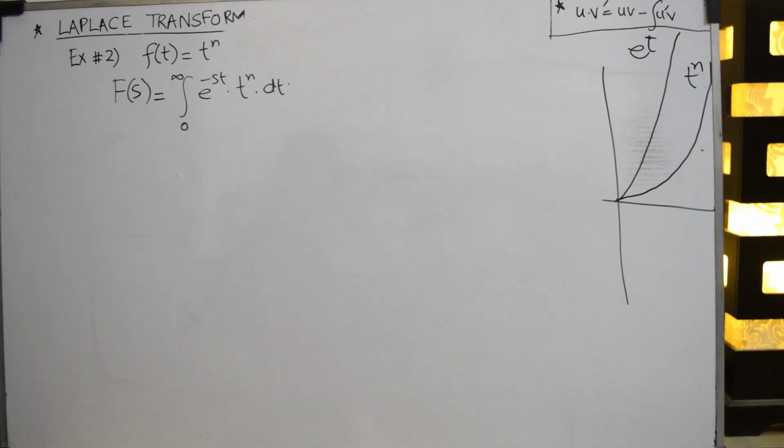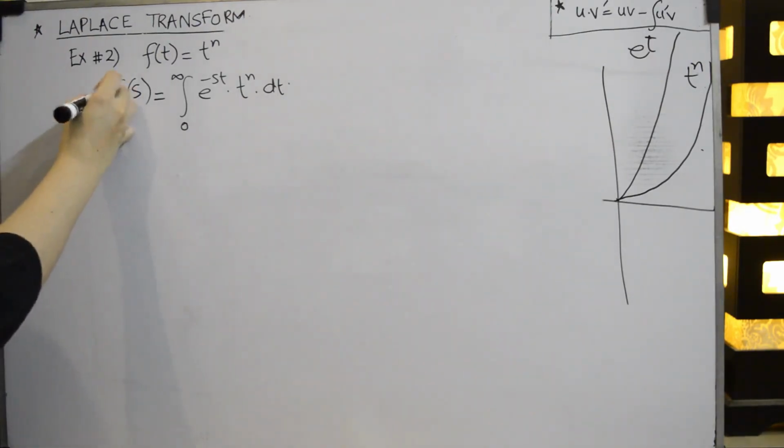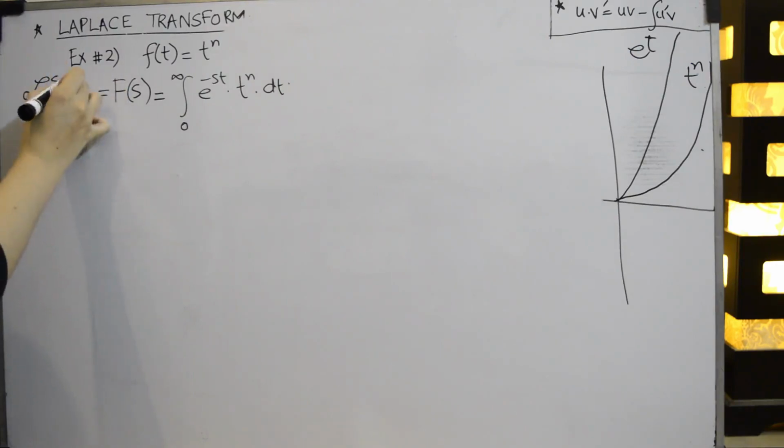Okay, so here is example number 2, and it says that the function is f of t equals t to the power n, and we have to apply the Laplace operator onto this function. So our formula is F of s equals the Laplace of t to the power n, that is the integral from 0 to infinity of e to the power minus st into t to the power n into dt. Here t to the power n is f of t, so we replace it with t to the power n.